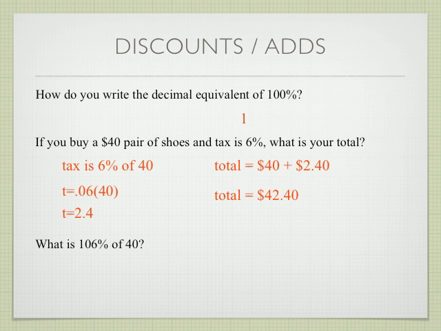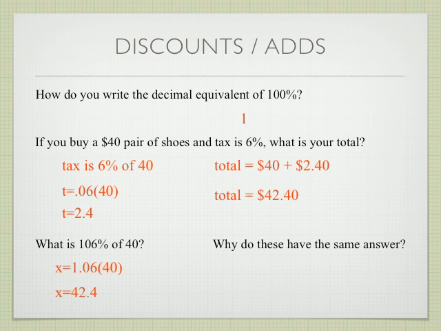Now here is a separate question, perhaps related, perhaps not. What is 106% of 40? Well, that's x equals 106%. Take off the percent sign, convert to a decimal, move the decimal point 2 places to the left. That makes it 1.06 times 40, and I get 42.4. Now, do you notice anything? Why did I have the same answer?